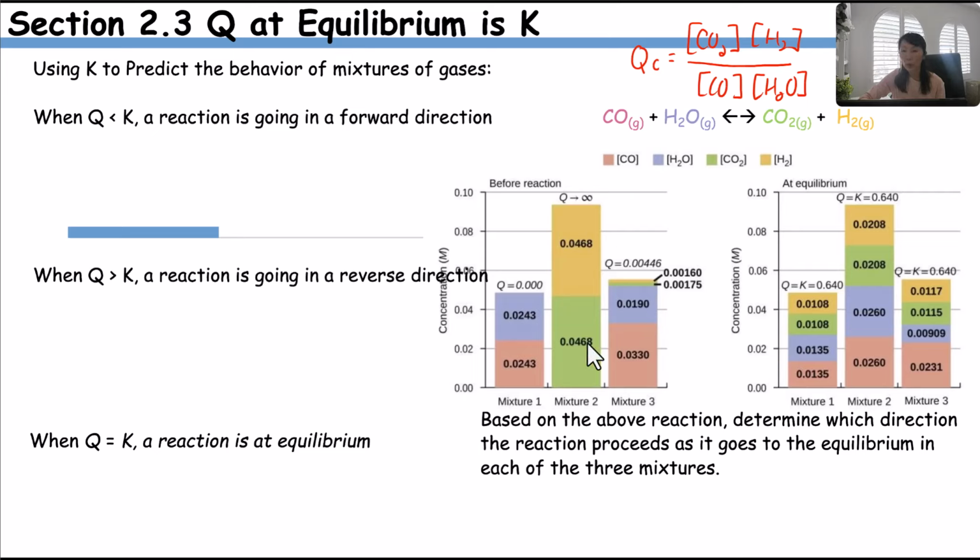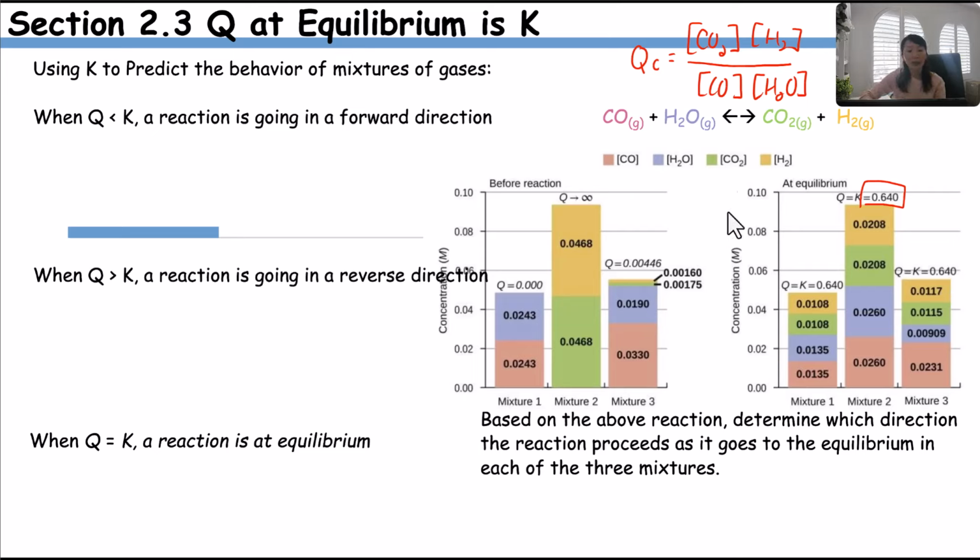Whereas here you only have the product, and then as time passes, you end up forming the reactant. If you were to plug the values in, your K is also 0.640. So no matter whether you started from having a bunch of reactant or a bunch of product or somewhere in between, your K value is always going to be the same, which is 0.640.